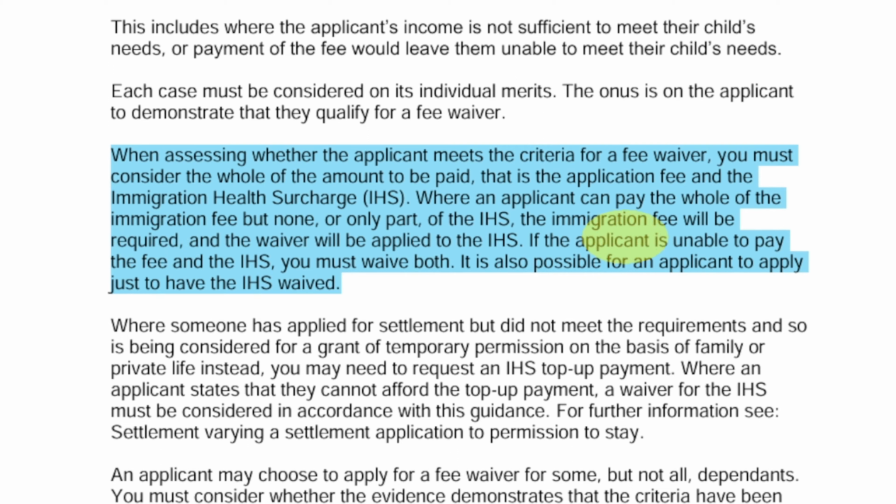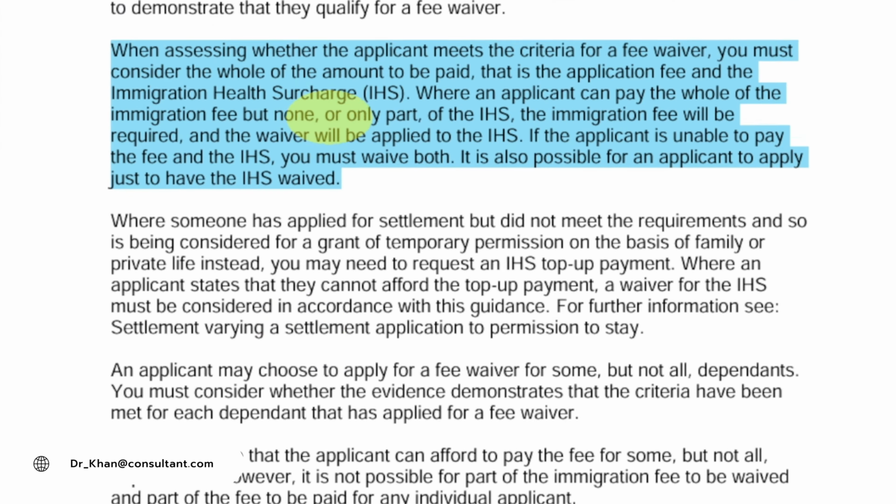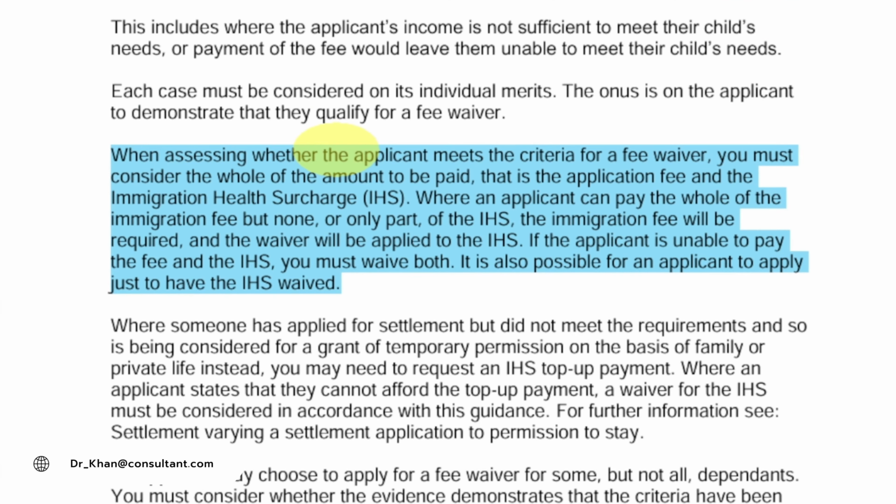So this is what the Home Office is saying to their caseworker, that they need to waive both if the applicant cannot afford. The IHS is more compared to the fees, so that is why this is important. It is also possible for an applicant to apply just to have an IHS waived. Some applicants asked me, what if I just apply for one? Will my case be stronger? The fact is your case will be strong on the basis of the evidence, which we will discuss now. So this guidance has provided the evidence, what you need as an evidence. Evidence should be up to date and cover the 6 months period to the date of the waiver request.